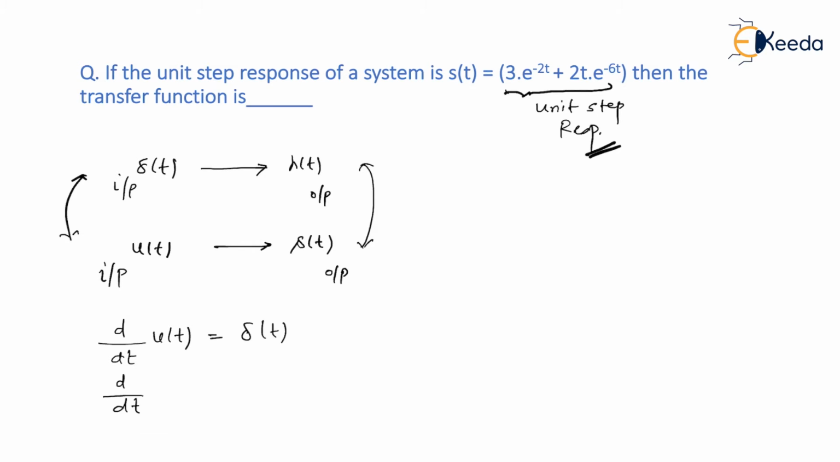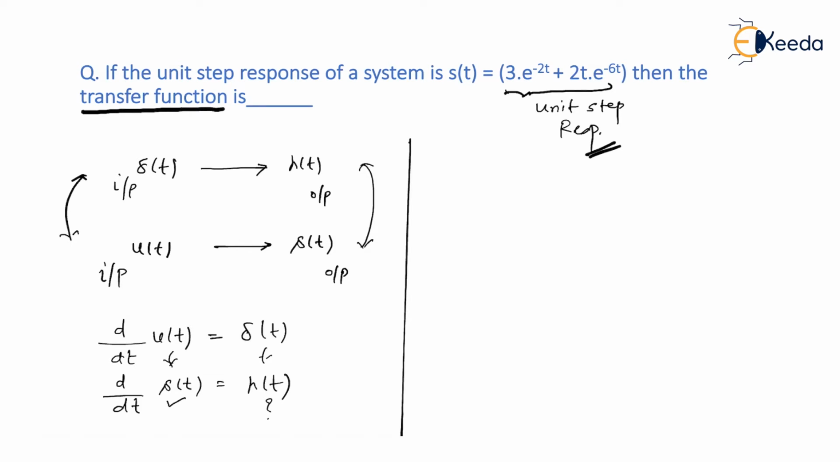So I'll just copy d/dt. The output for u(t) is nothing but s(t), and the output for delta(t) is nothing but h(t). It means s(t) is given to me, h(t) is not known to me. I can get h(t), but they are not asking you h(t). What they are asking you is the transfer function. Very easy. Once you get h(t), how to get H(s)? Of course, by taking the Laplace transform of h(t). I hope you got my point.